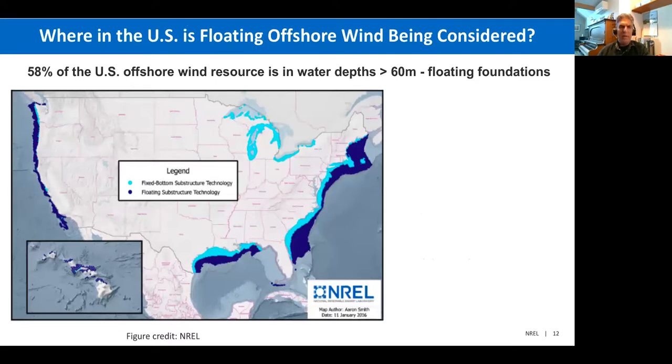Here's a map of the United States, obviously, that is divided into two color bands. One's where fixed bottom technology would probably be the most suitable. And then there's a darker navy blue band that shows you where floating technology might be more suitable. And the areas that we're focusing on in the industry are these lighter aqua bands. That's where a lot of the near-term development is happening, but you can see that the area for floating is actually larger. It's the West Coast, it's other places in the East Coast, including Maine.